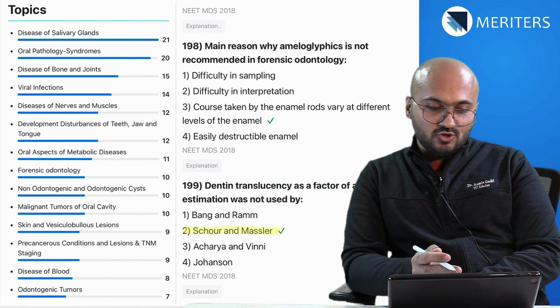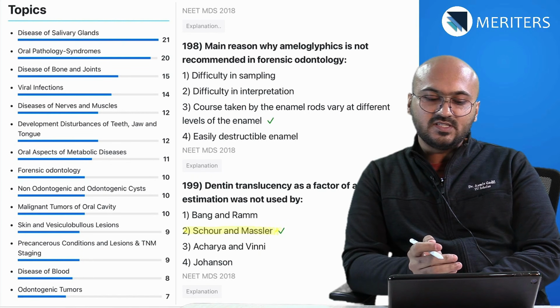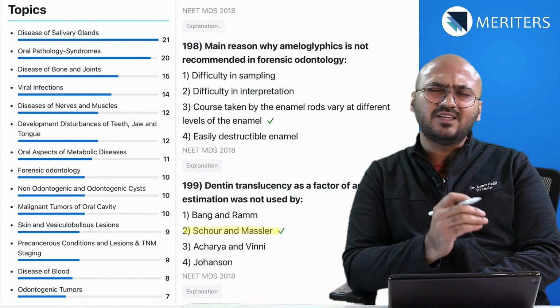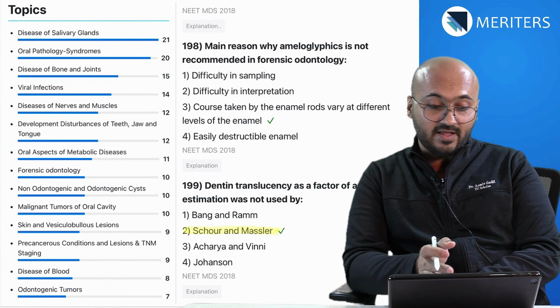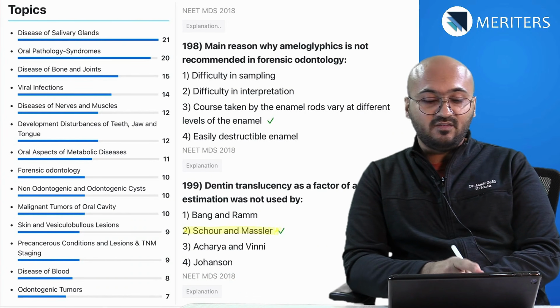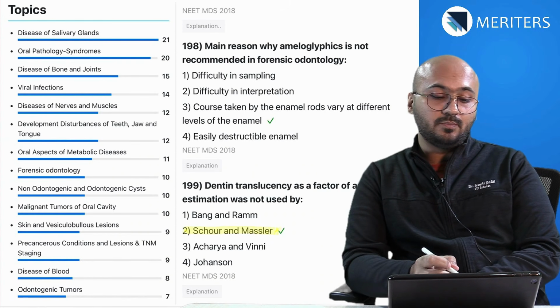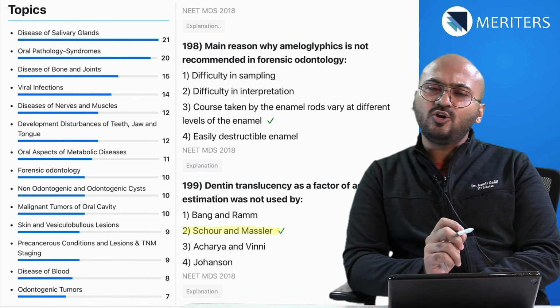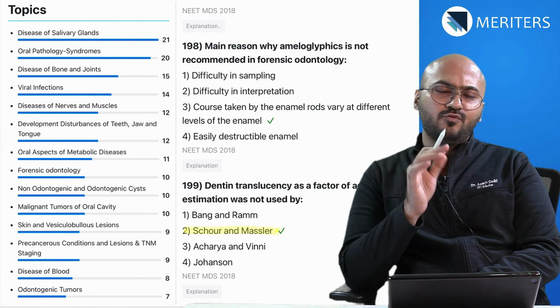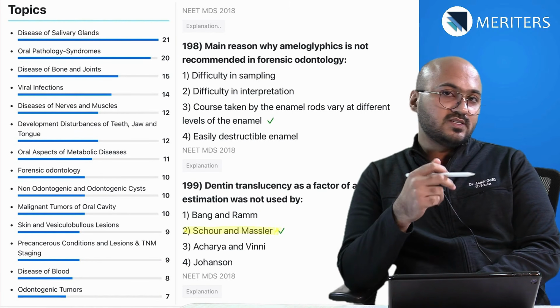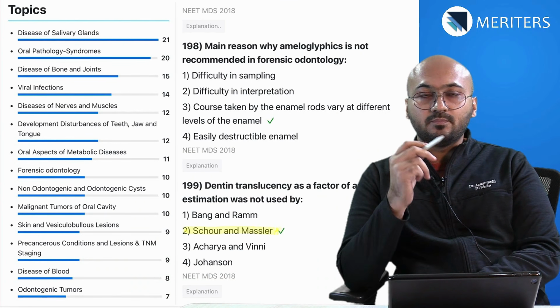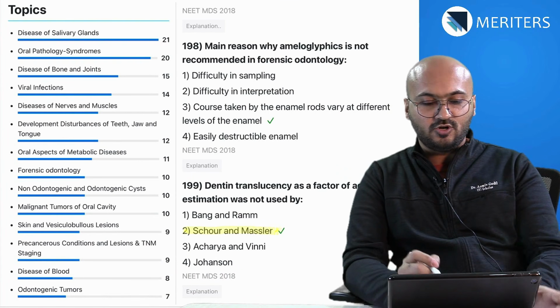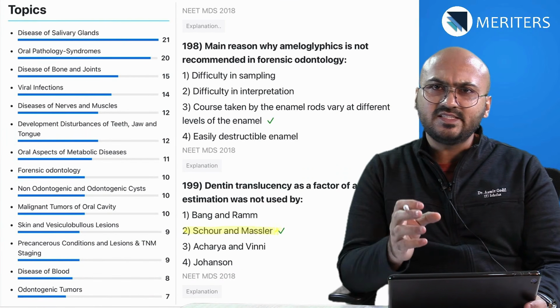Then other questions on bone and joints and cysts and tumors are also very popular. There is nothing that you can possibly leave in OPATH, but I really want to highlight the fact that repeated questions have appeared in forensic odontology over the past few years, and that is one topic that you've not really focused on as an undergrad. So you must revise that, and pay more attention to forensic odontology, because it's less information and more weightage.